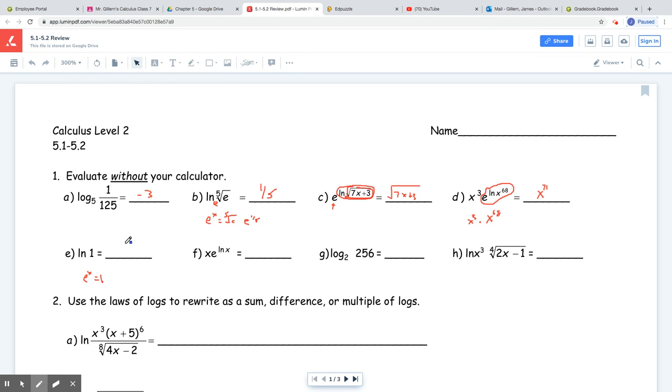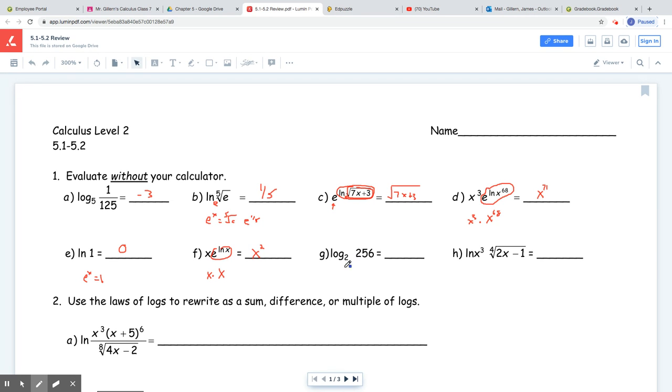Natural log of 1: e to what power equals 1? Well, the way to get 1 is always the 0 power. So the natural log of 1 is always 0. Here we go, another example in F of what we had in C and D. e to the natural log of x, they have the same base, so this just becomes x, but I already have an x up front. x times x is x squared.